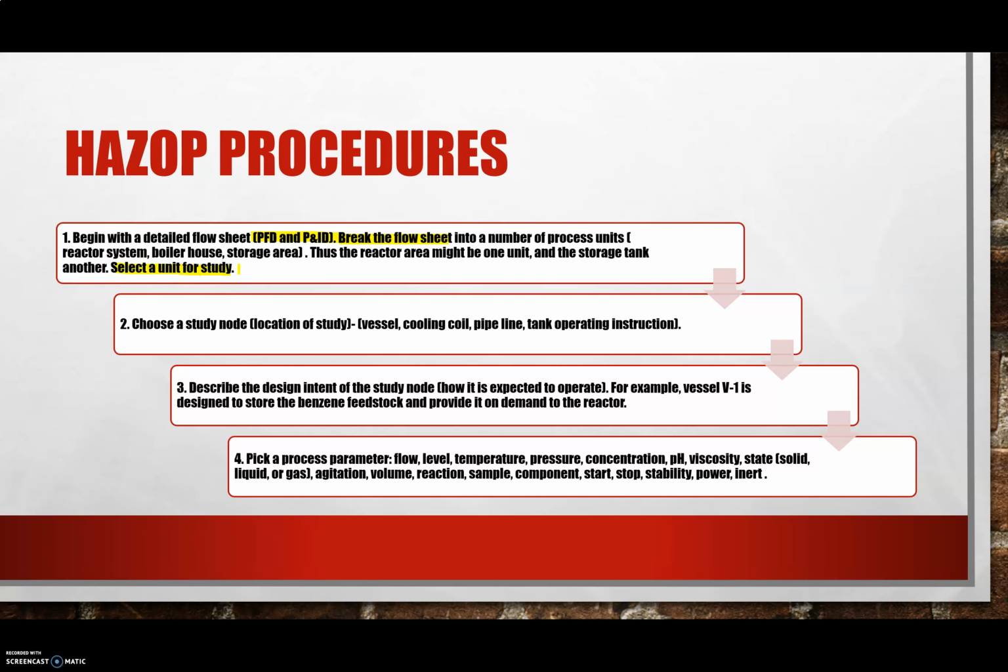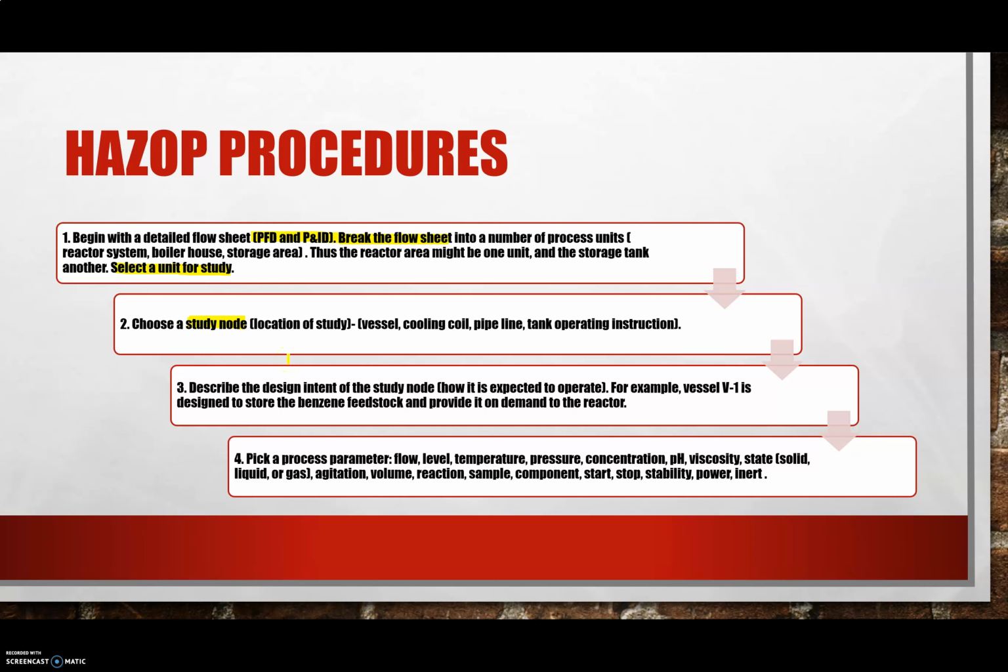So the first step is to select a unit, or group, or break your PFD and also PNID into a few units. Then just select one unit. For the unit that has been selected, choose a study node.